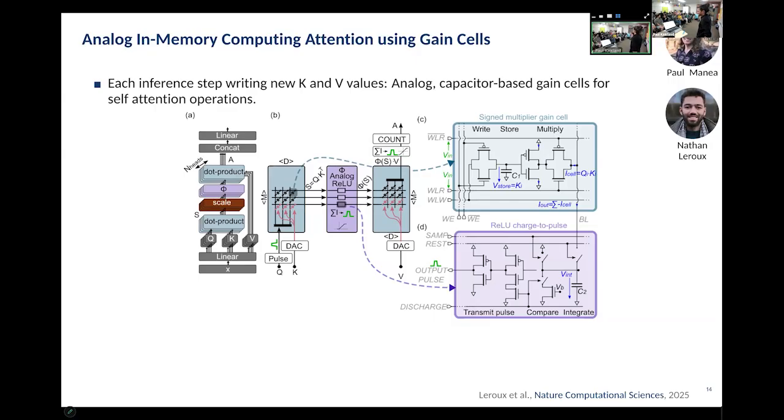LG0 or LG. Yes, exactly. The LG0 transistors have very low leak, and so this gives you a longer time constant on these gain cells, which is, by the way, something that we might like to also leverage later.